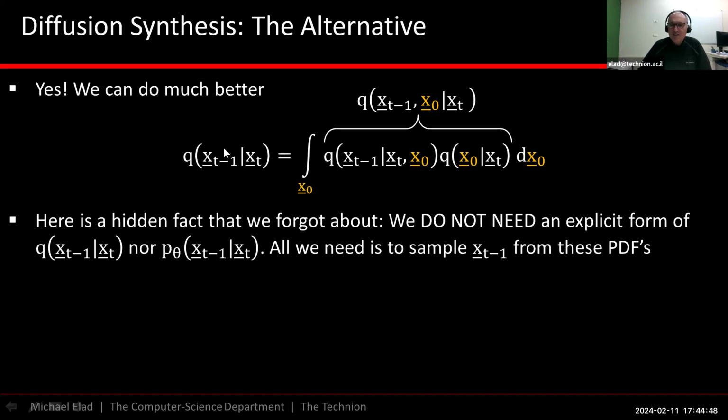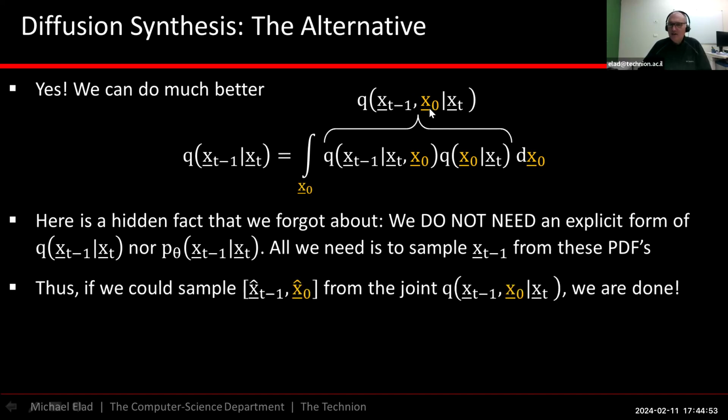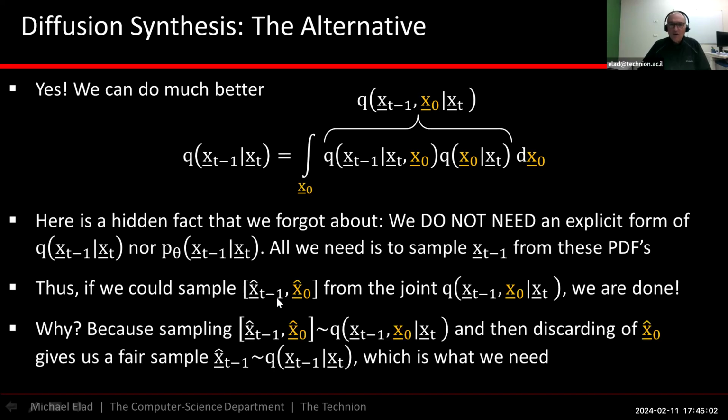So how do I get such a sample? I go to this joint and I sample sequentially. I sample x0 first, and then I sample xt minus 1, and then I throw away the x0, and I keep the xt minus 1, and that's it. What am I telling you? You don't have to do any integration. You have to do sampling. You have to sample x0 from this distribution, and you have to sample xt minus 1 from this distribution where you plug in x0, the sampled one, just like what we did a few slides ago. I hope that this is clear. So this would be the strategy that we need to follow.